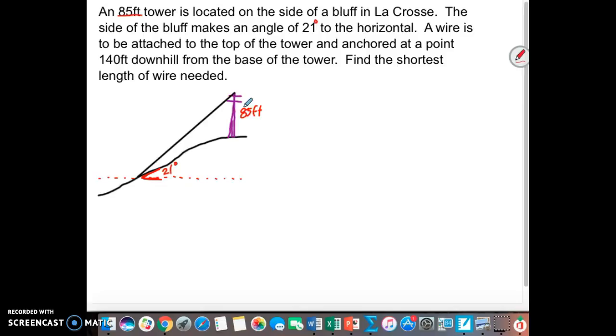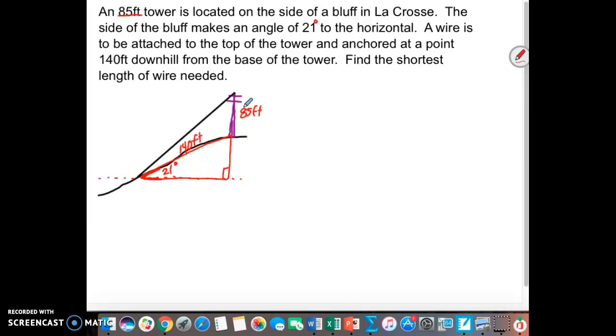So now I'm going to fill in this triangle. Now we have this triangle we're working with in red. That's a 90 degree angle, or a 90 degree triangle. It's a right triangle. We know that the hypotenuse of this triangle is 140 feet. So it's 140 feet. Go ahead and label that.